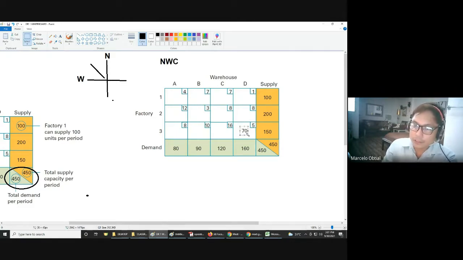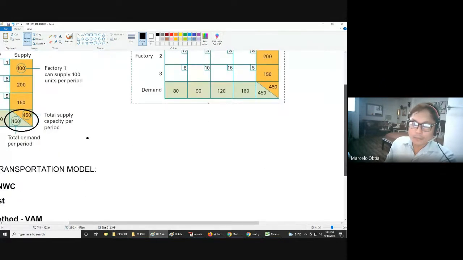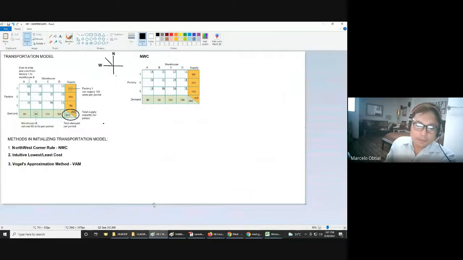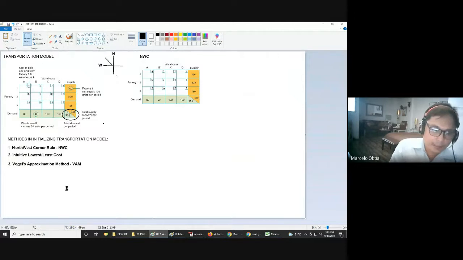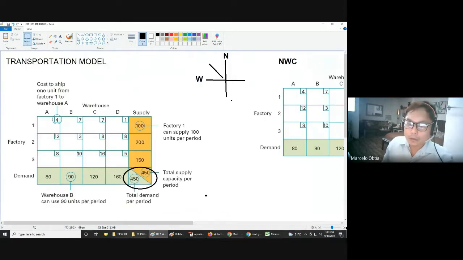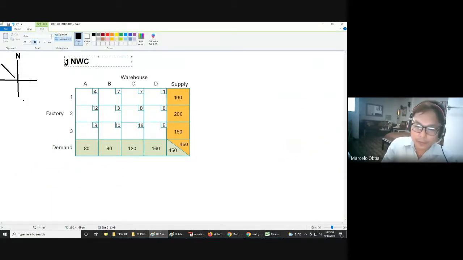Okay, this is the original problem, no? So we'll copy paste this. Ilagay ko na lang sa ilalim yung pinaka-original problem kasi kailangan natin to sa second method. The original problem. The first method is the northwest corner rule. Okay? Yung pinaka-northwest in short.